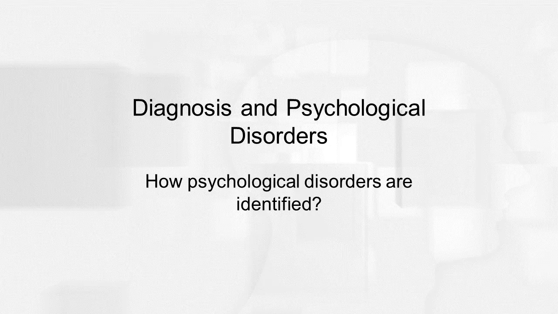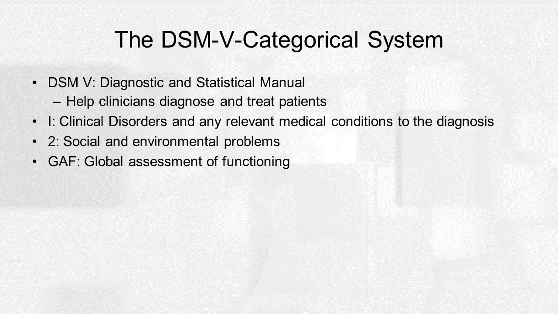All right, we're going to move on now. We're going to talk a little bit about diagnosis and psychological disorders and how psychological disorders are identified and diagnosed. This is primarily done through the DSM, through the use of the DSM. The DSM is the Diagnostic and Statistical Manual. It is the manual that is used by clinicians, primarily psychologists and psychiatrists. And they use the DSM to help them to diagnose and treat their patients. Currently, we are on DSM-5. We're on the fifth version of this, and this has come out a couple years ago.